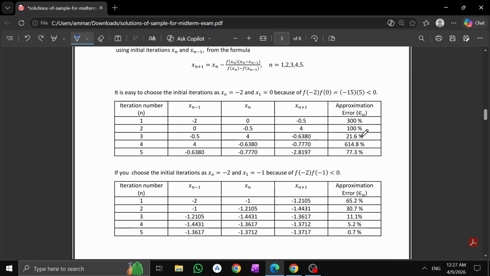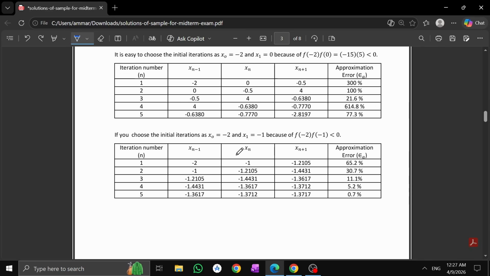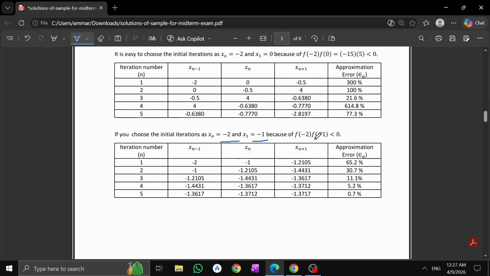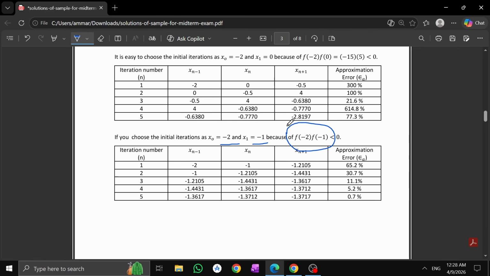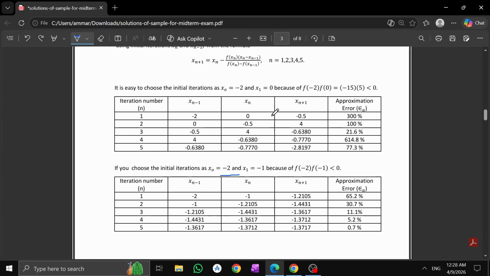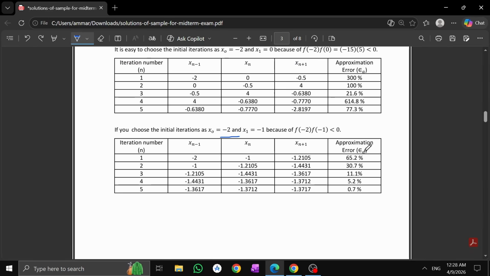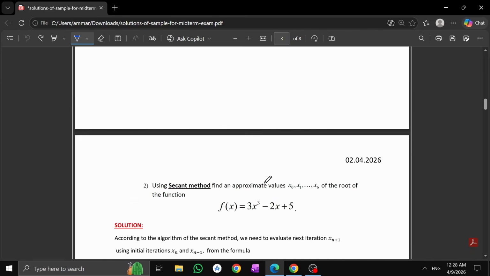Here, since we were at 21%, then we are going down. This is convergence. Then when we reach this, we went up, so this means it's divergence. There is no solution, so we stop. We choose another two random points, which are -2 and -1. The f of them in this function is less than 0. Then okay, we're gonna start to solve until we get a good percentage. This is basically the secant method.